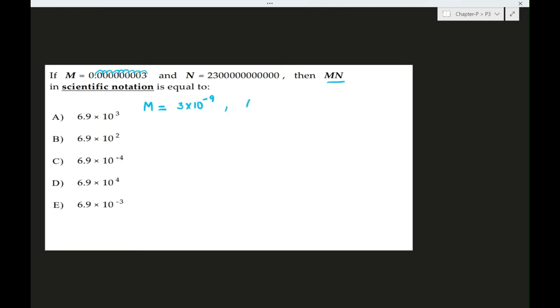Then this is n. Let's write n now in scientific notation. And now we have to move from where? From right to left. So 1, 2, 3, 4, 5, 6, 7, 8, 9, 10, 11. Now this is 11. If we leave it as 11, then this will be 23 times 10 raised to power positive 11.